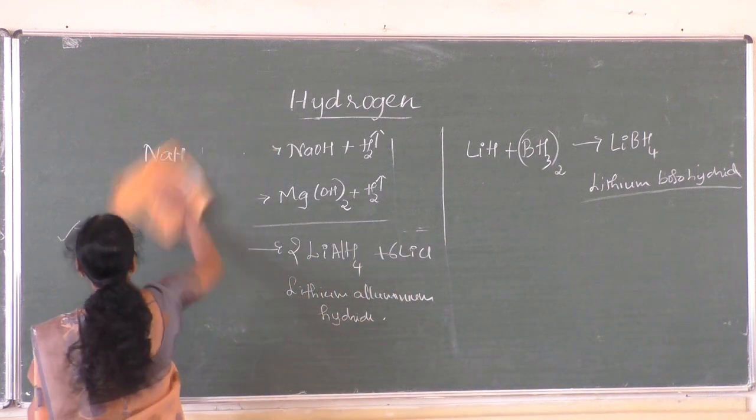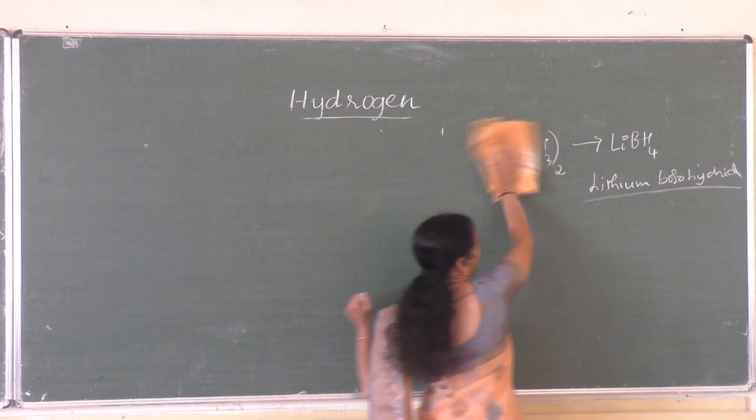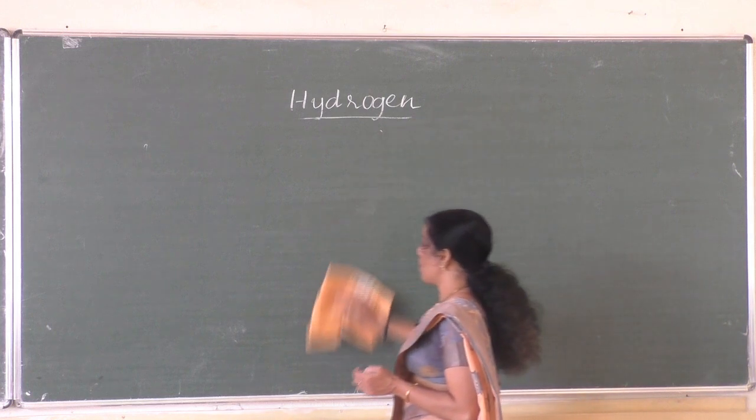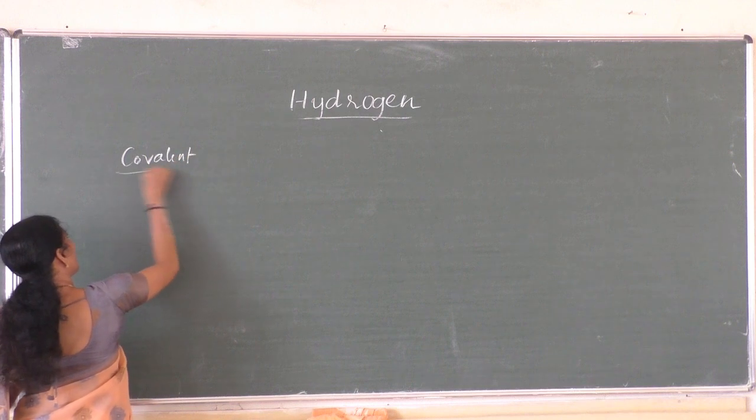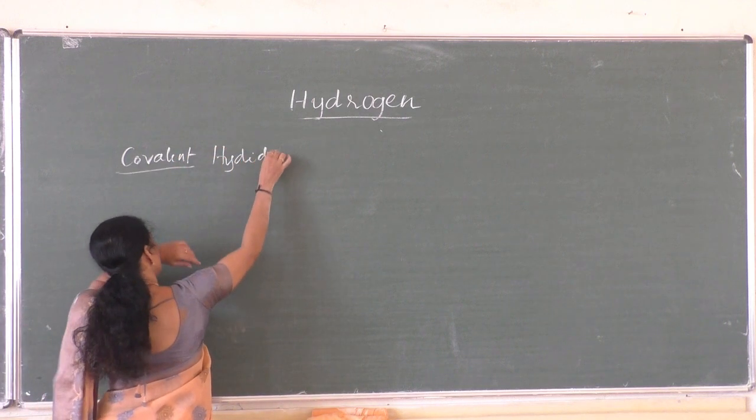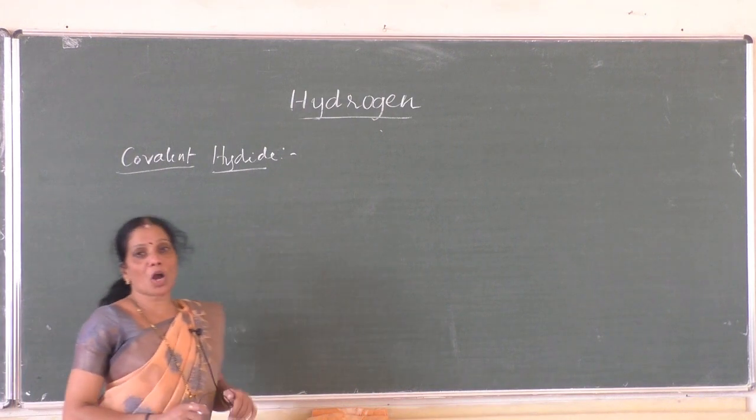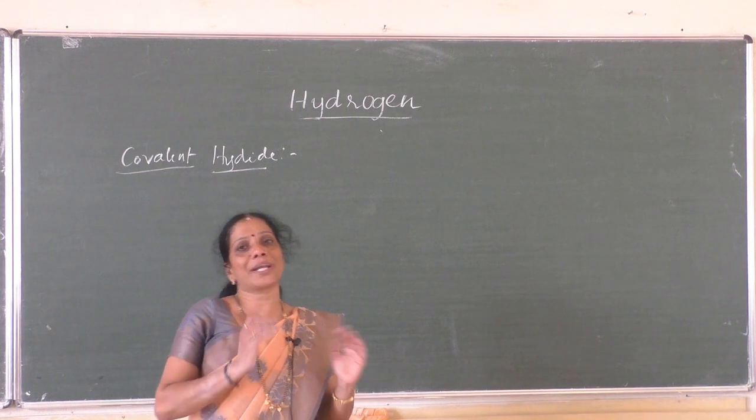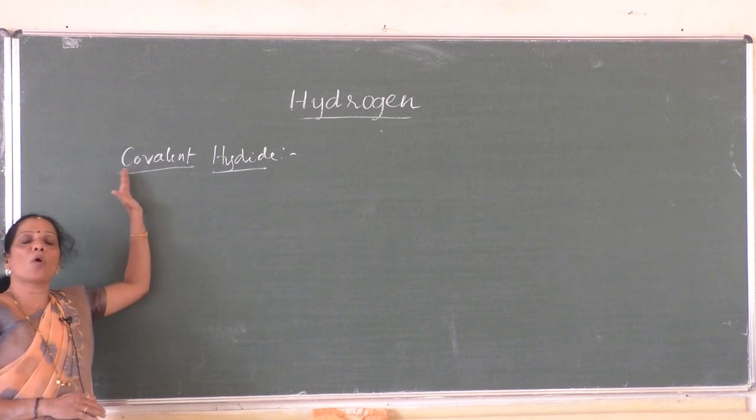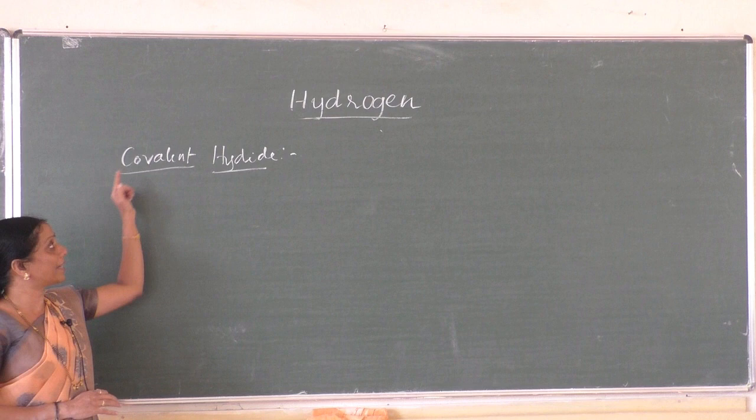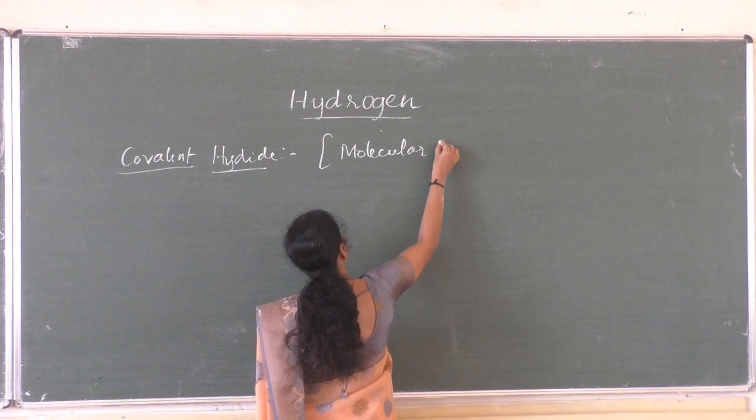Listen now. The second type of hydride is always called a covalent hydride or a molecular hydride. Covalent hydride. Now what is that covalent hydride? Listen now. Whenever hydrogen undergoes reaction with the p block elements, understood? Whenever hydrogen combines with the p block elements, the binary compound formed is always called a covalent hydride or a molecular hydride. Covalent hydride is also called what? Molecular hydride.